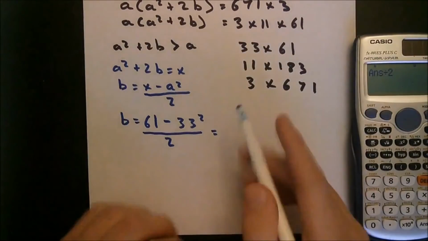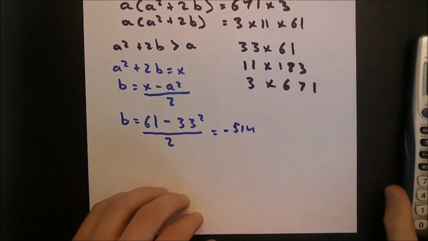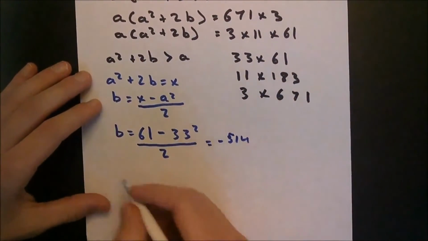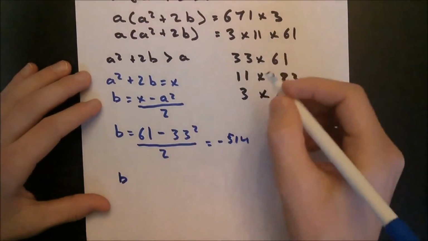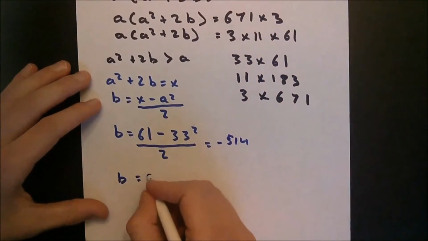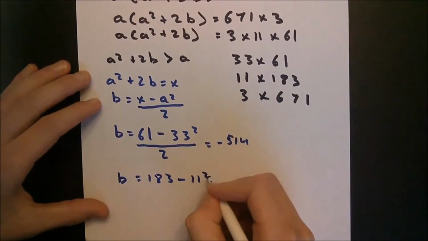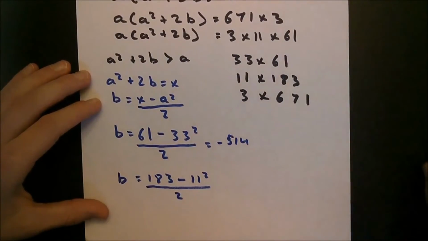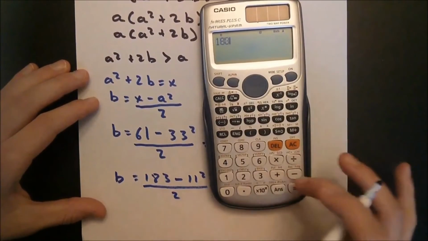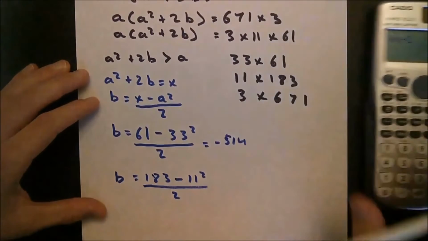Okay, so we got a negative number there. We got negative 514. So this is not a possible solution to the equation because a and b must both be positive. Using the next pair of numbers, b equals (183 minus 11 squared) over 2. So let's put that into the calculator. 183 minus 11 squared equals 62, divided by 2. And we get 31.